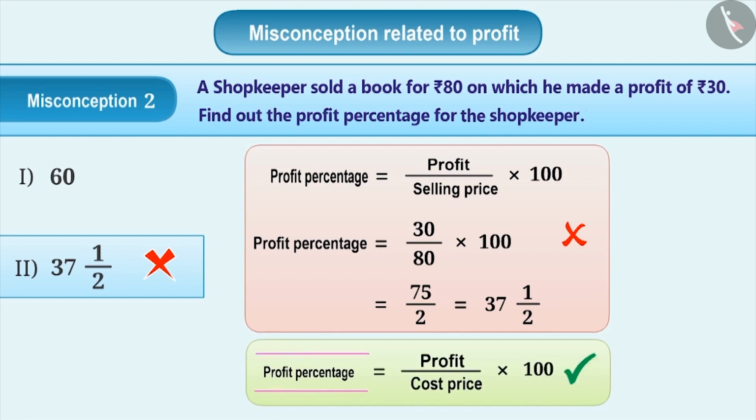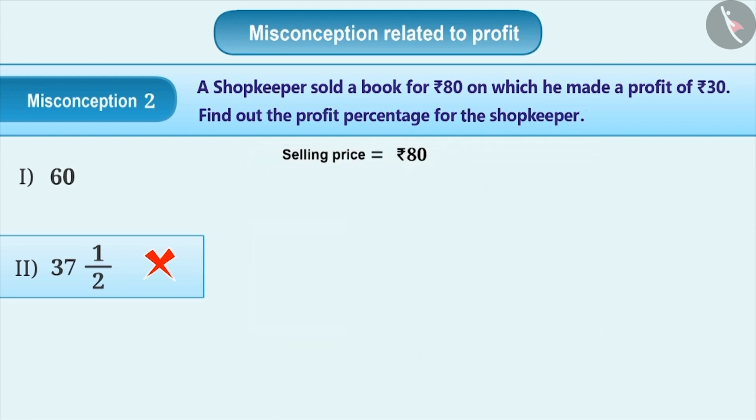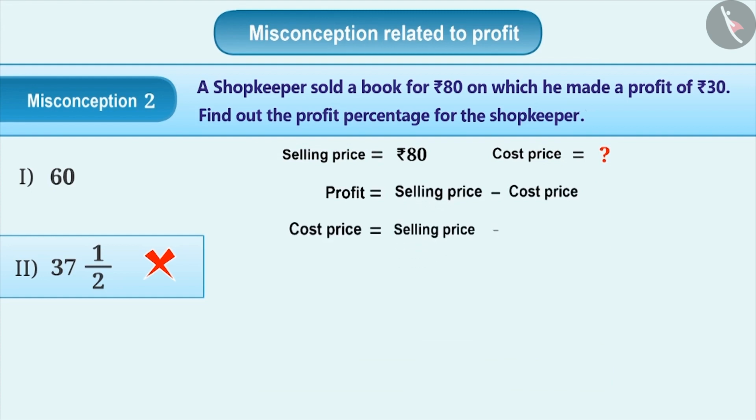Therefore, profit percent is equal to profit by cost price into 100. We know the selling price, but we don't know the cost price. So let's find out the cost price. Since profit is equal to selling price minus cost price, cost price is equal to selling price minus profit, which is equal to 80 rupees minus 30 rupees, which is equal to rupees 50.